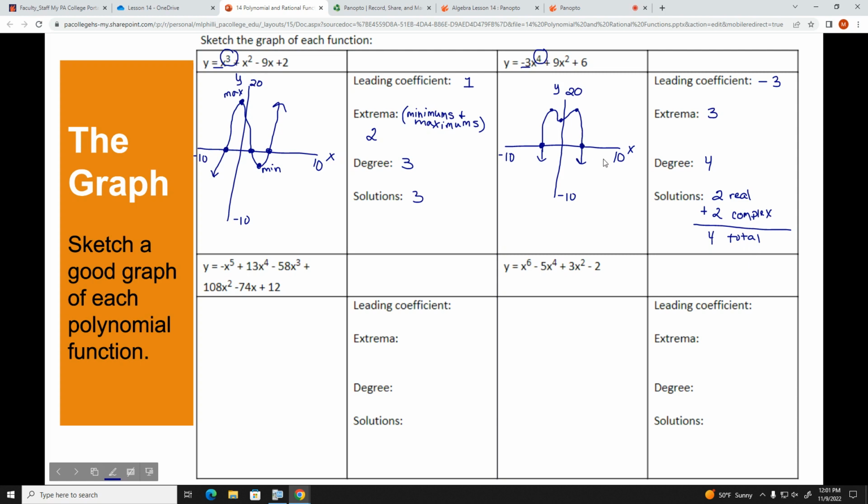I see 2 of them on the graph, and so those are the real ones. And then like we had with the quadratic, when they don't show on the graph, that means they're part of the complex numbers. They would include an i in them, an imaginary piece. And so we do have 4 total solutions, even though we just are seeing 2 of them on this graph.